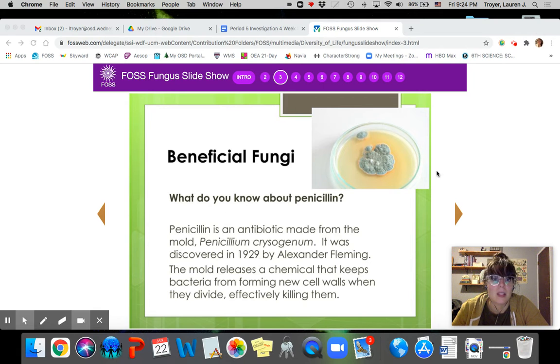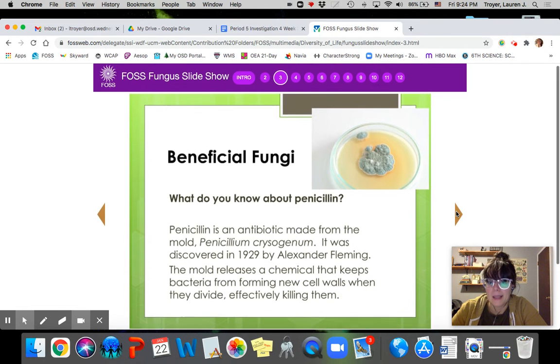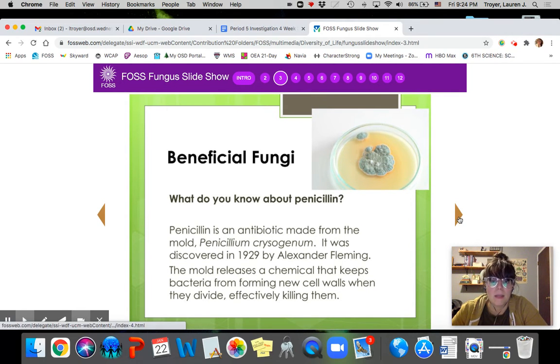But think about it. This is one way fungi are very beneficial, because before penicillin, there really wasn't a good antibiotic drug that people could take when they had a bad infection. So people would die from bad infections pretty regularly. So this was a big deal. All right. So that should answer B and C.